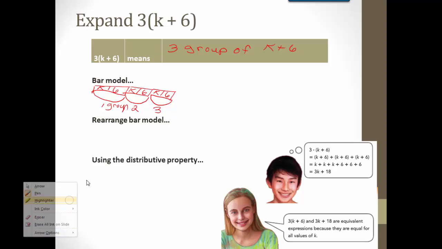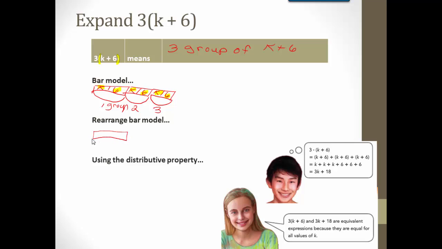Now let's rearrange. So I'm going to highlight my like terms. K, K, K. Let's rearrange the bar model. Let's take all the like terms. I have k's. Put them together. So I have 3 multiplied by k because I have 3 k's. Now I'm going to put my other like terms together, which is 6. I have 3 multiplied by 6.